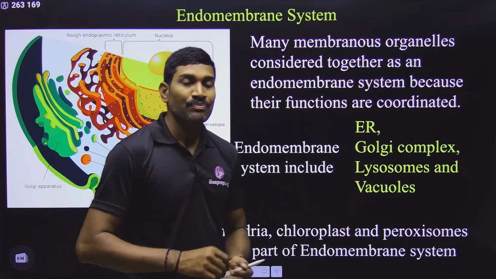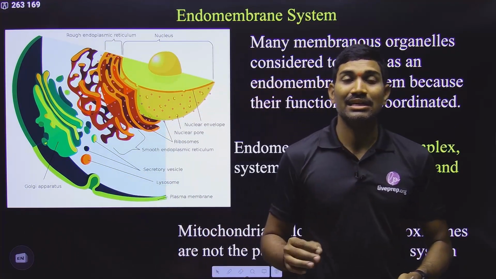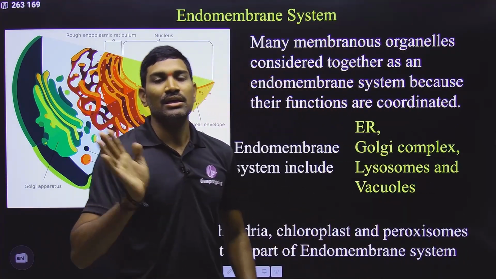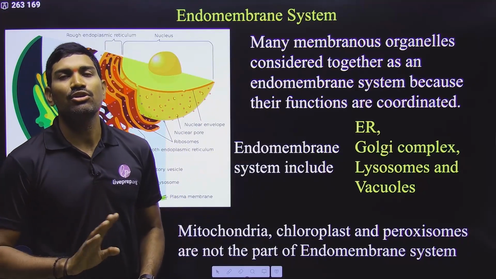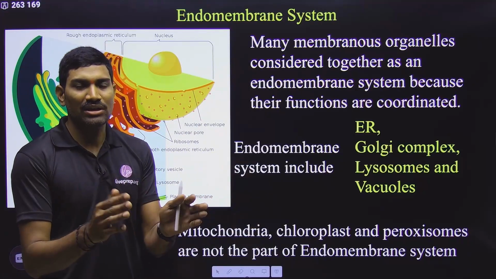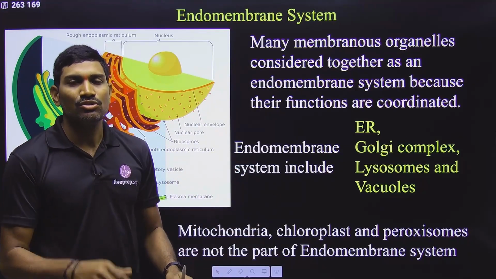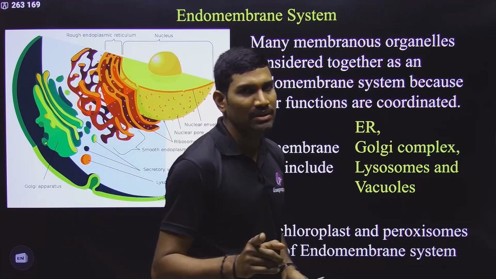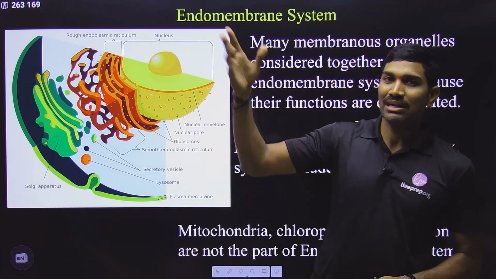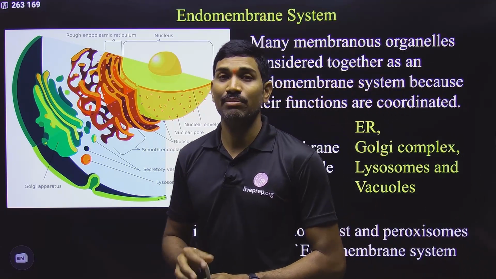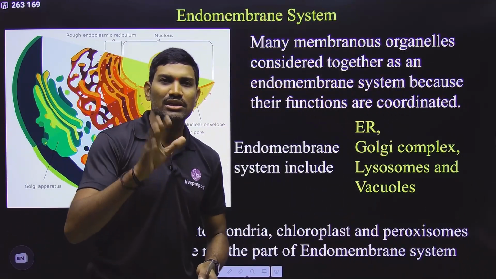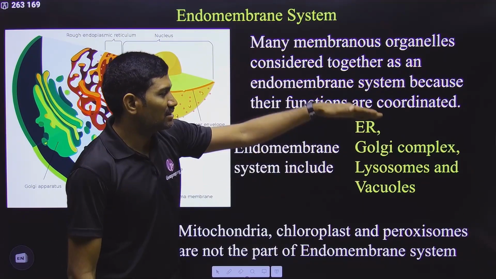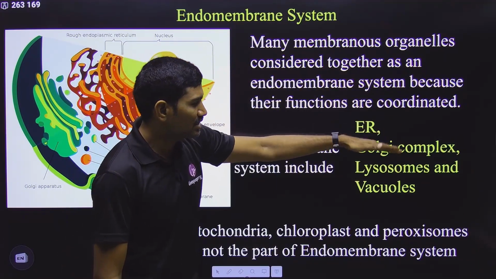Please remember, some students think that the plasma membrane is also part of the endomembrane system. That is wrong. Plasma membrane is not part of the endomembrane system. Inside the cell means inside the plasma membrane, so why would you consider the plasma membrane? You should not count it. The plasma membrane comes under a separate one, called the secretory pathway. That is a different thing and is not in your syllabus. So the endomembrane system has only four organelles: endoplasmic reticulum, Golgi complex, lysosomes and vacuoles.